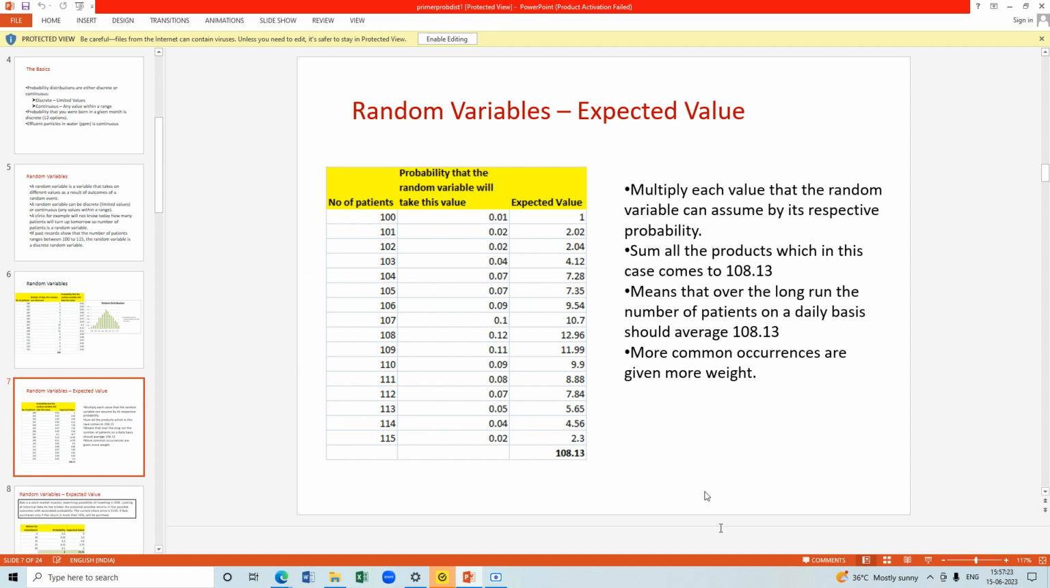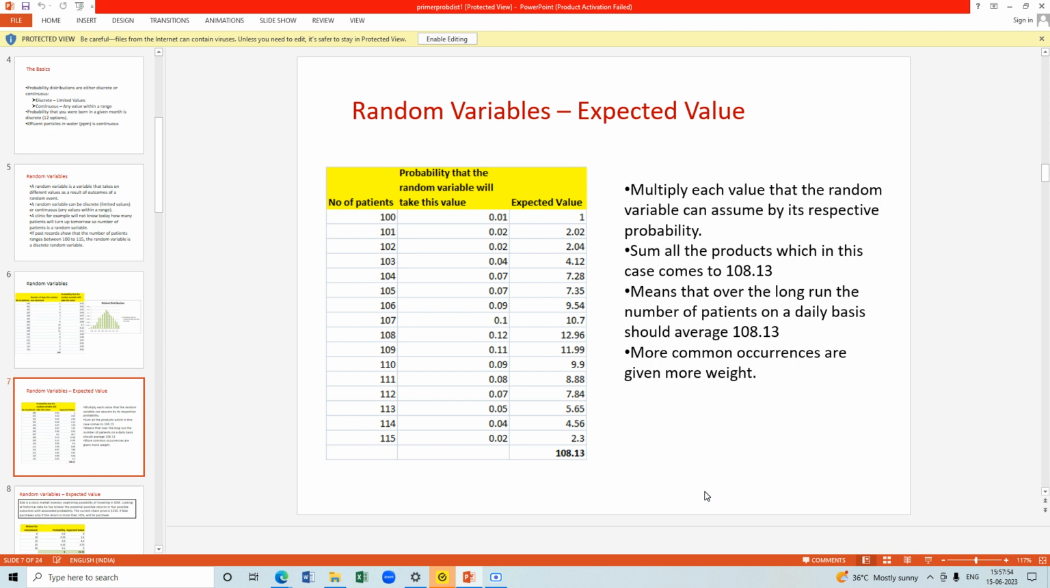One logical extension of what we did in the earlier slide would be to calculate the expected value. Now, what is the expected value? In this particular example, it is the number of patients multiplied by the probability. So, for example, for 100 patients with a probability of 0.01, the expected value is 1. You can do this for the other observations as well, and the total comes out to be 108.13.